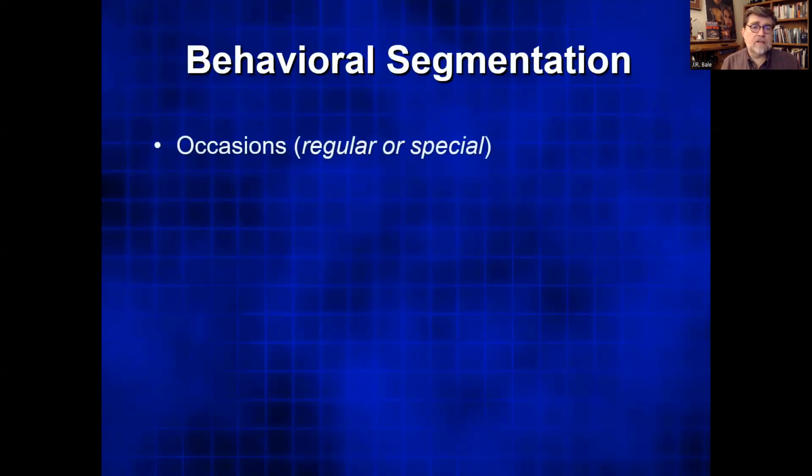segmentation. And this is where we're actually looking at how does a consumer interact with a product and any other behaviors they might have. So for instance, in terms of products, how do they use the product? What kind of occasions do they use the product for? Is it a regular occasion or a special occasion? For instance, if we look at the product category of champagne, when do people consume champagne?